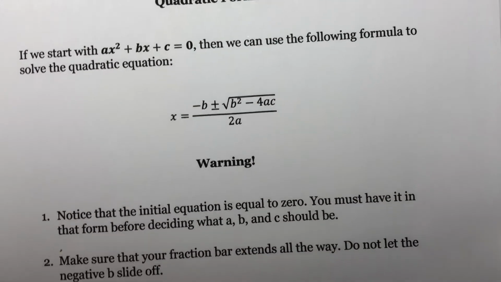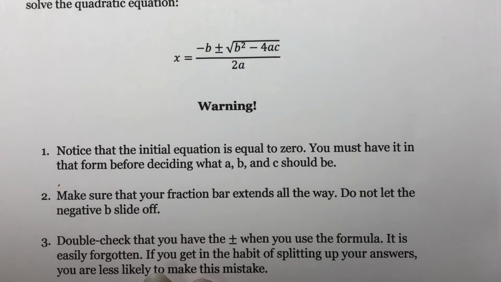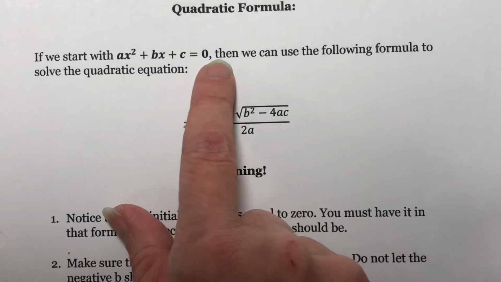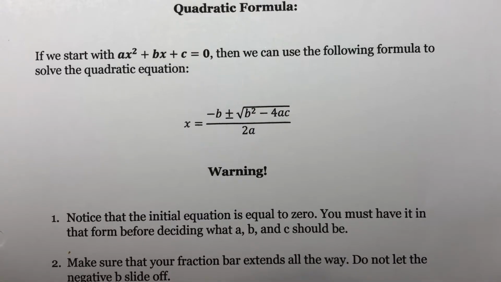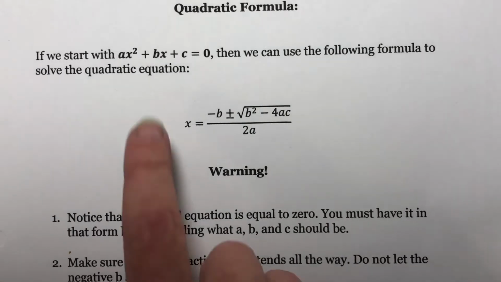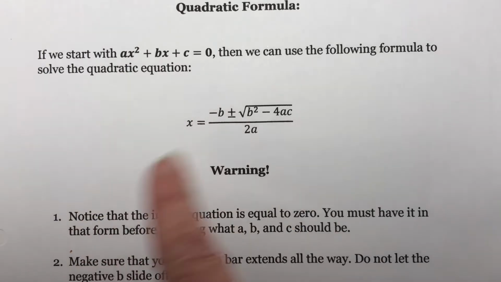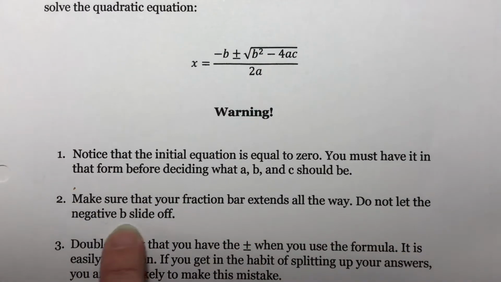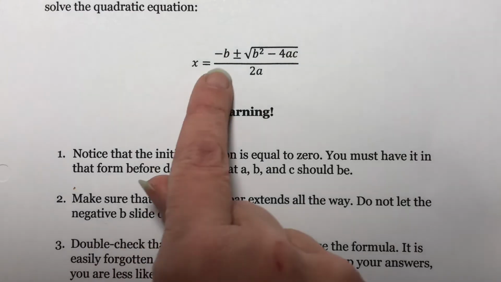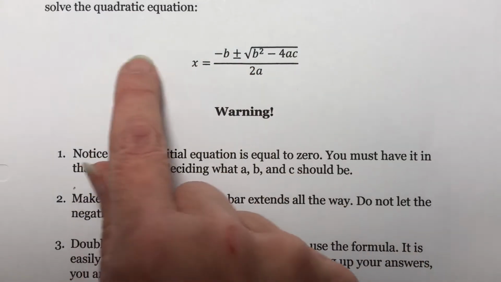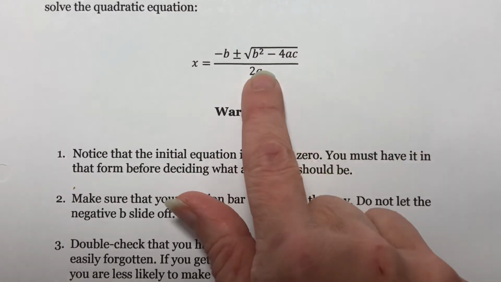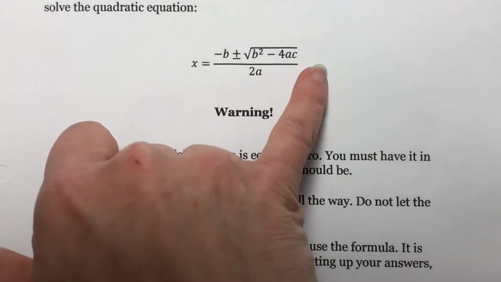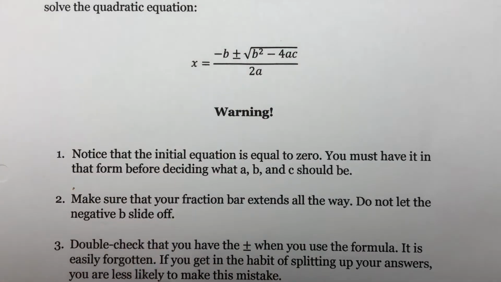A couple things we need to notice before we start working problems. You want to notice that the initial equation is equal to 0. Okay, we have to have that 0 there, or we won't have the proper signs on our a, b, and c, and all of this gets messed up. You need to make sure that your fraction bar extends all the way. Don't let the negative b slide off. That happens a whole lot, and you'll have negative b off to the side and plus or minus this over this. Remember, this negative b is being divided by the 2a as well, so if you lose the fraction bar, you've changed the value of everything.